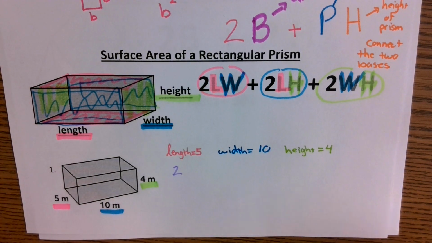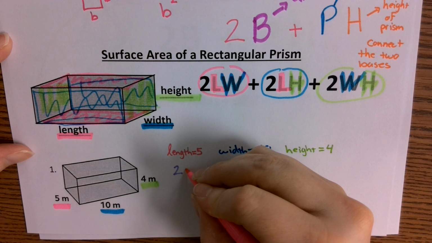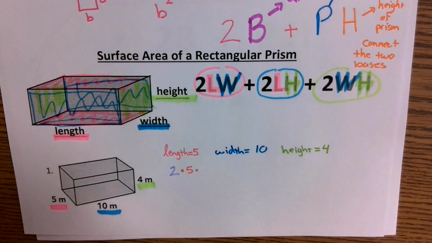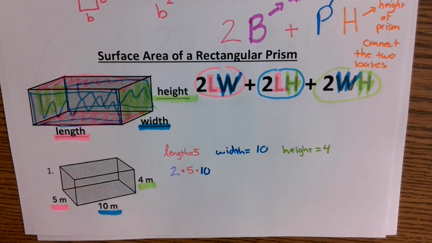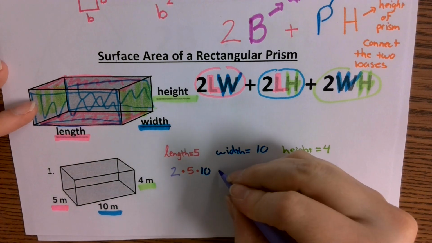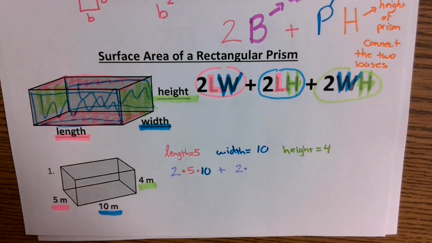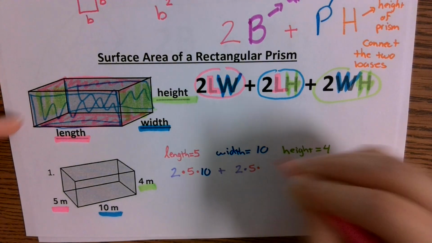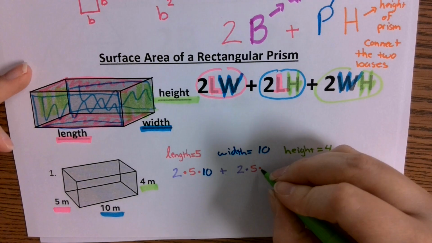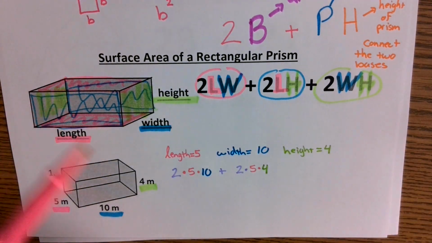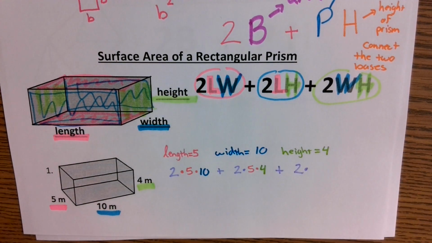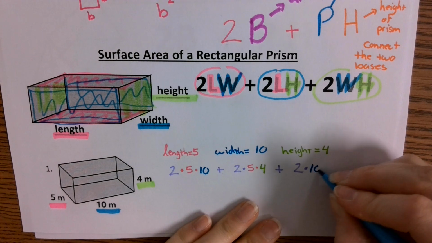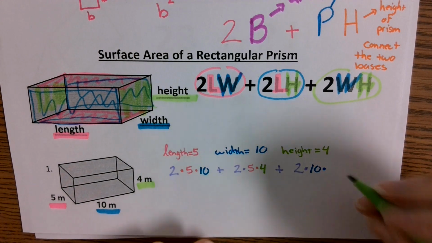So 2 times the length, which is 5, times the width, which is 10, plus we're going to do 2 times the length of 5 times the height of 4 plus 2 times the width of 10 and the height of 4.